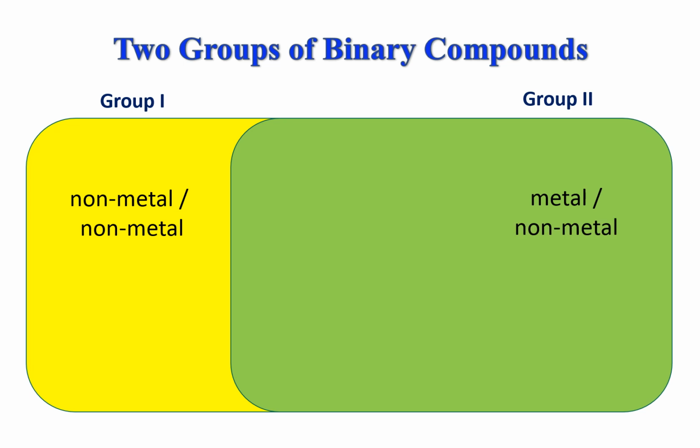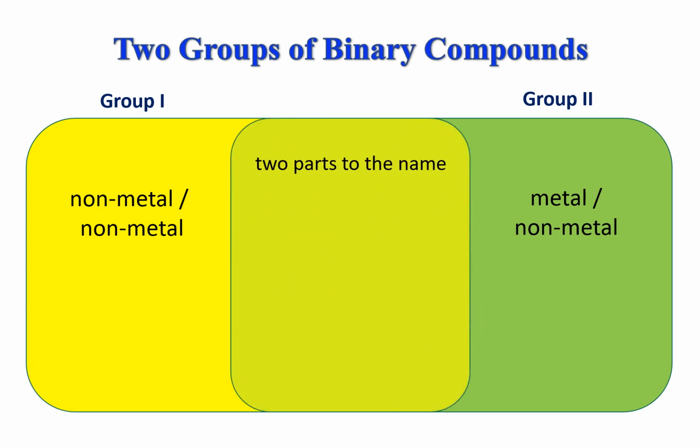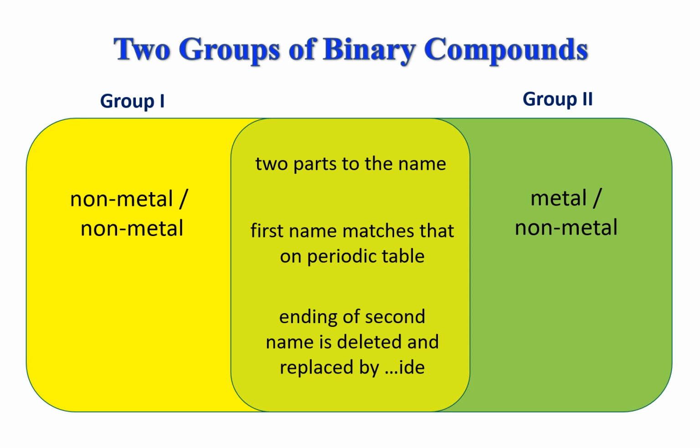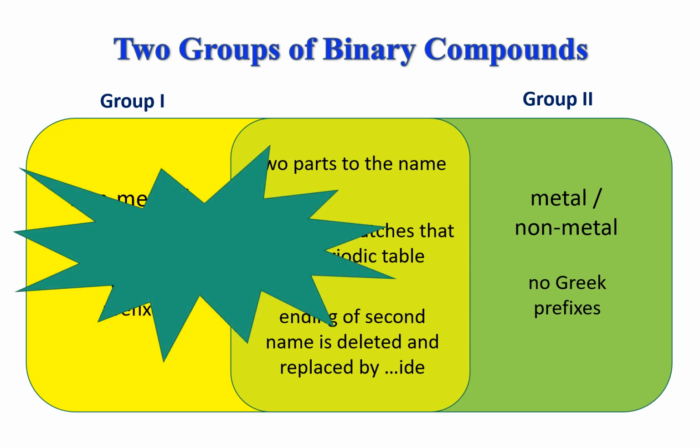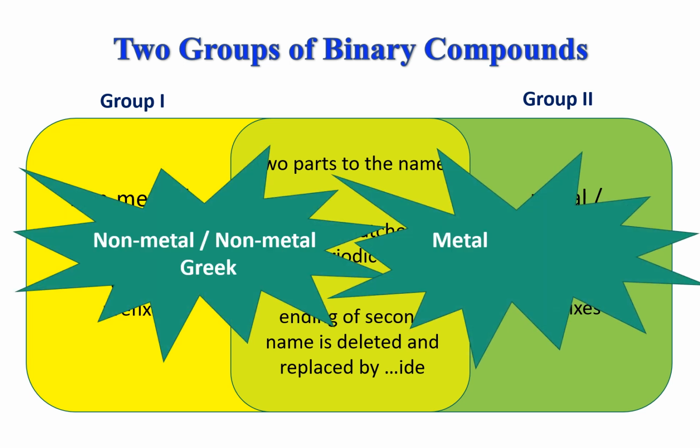These 2 groups have 3 characteristics in common. They both have 2 parts to their name, they both have a first name which matches that on the periodic table, and they both have a second name that ends in "ide." The main difference is that the non-metal group uses Greek prefixes, and the metal-non-metal group does not. Here is a way to remember the most important information of this conclusion. Non-metal Greek, metal-non-metal non-Greek. Note the 2 nons in each part. If you can remember this jingle and know how to apply it, you have mastered chemical nomenclature of binary compounds.